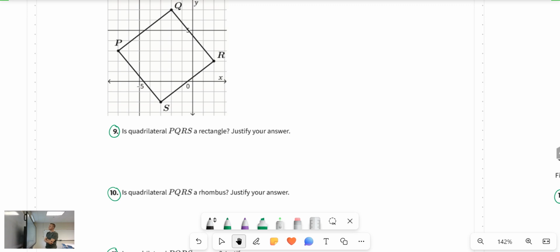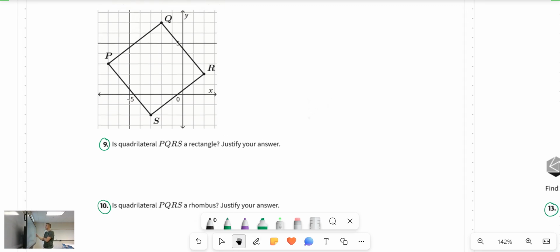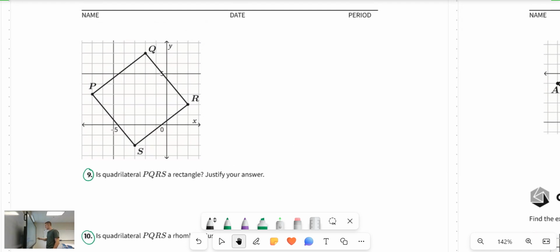Well, if we're going to be classifying a quadrilateral, I'd say let's first figure out what all of our slopes are, and let's figure out lengths. I think this is going to help. We're going to have to figure all this out anyway.